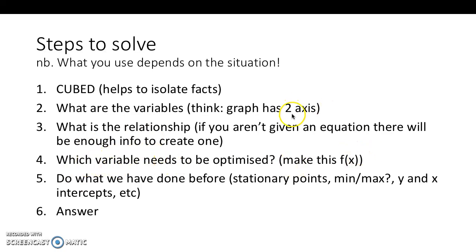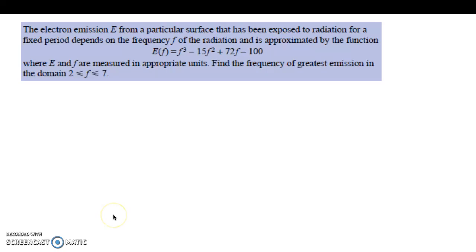We talked about having two variables. Okay, so which one needs to be optimized? And that needs to be the subject of our function. We talked about all of the stuff that we'd need before, so being able to find stationary points, etc. And then finally we should be able to come up with our answer.